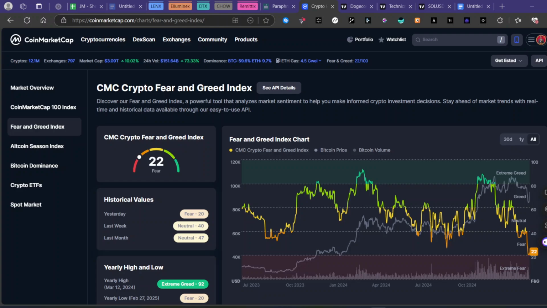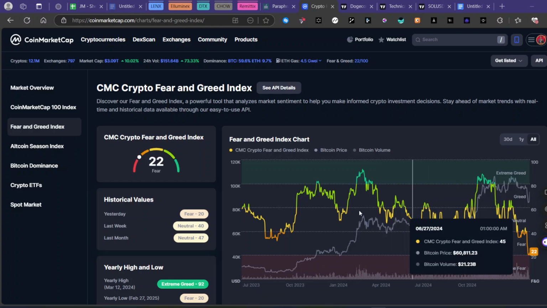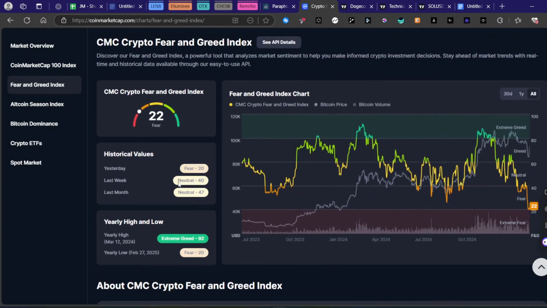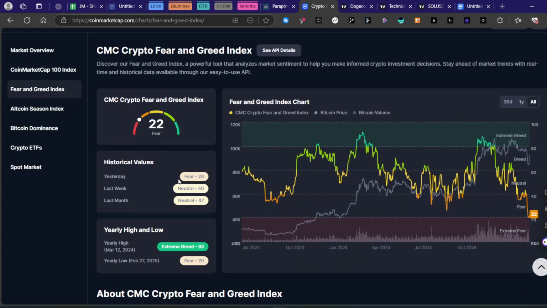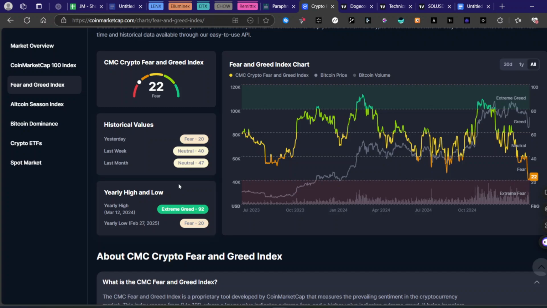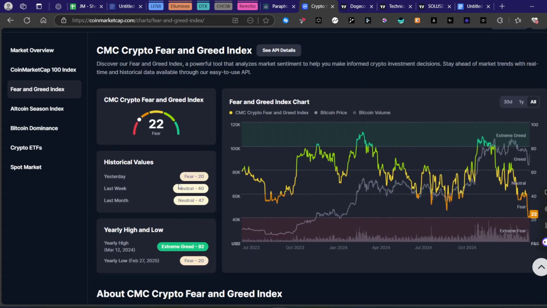Let us start with the basics. What exactly is the Fear and Greed Index? Simply put, the Fear and Greed Index is an indicator that measures overall market sentiment by analyzing different data points. It gives a score between 0 and 100.